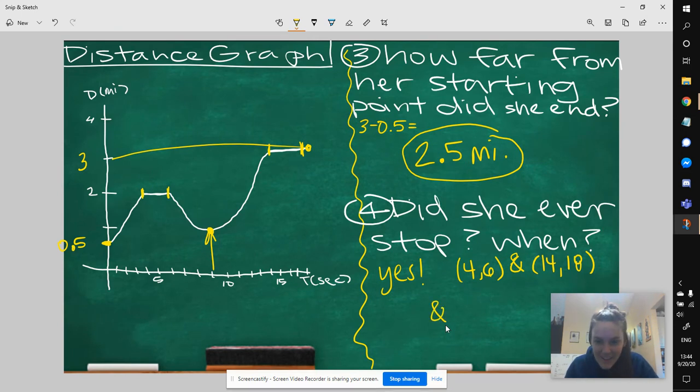So I'm also going to write down right at 9 minutes. Okay, so those are the 3 times I stopped. These intervals where I stopped were to take a break, but the split second that I stopped was because I was turning around.